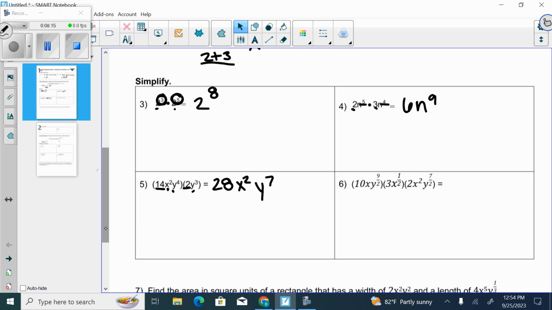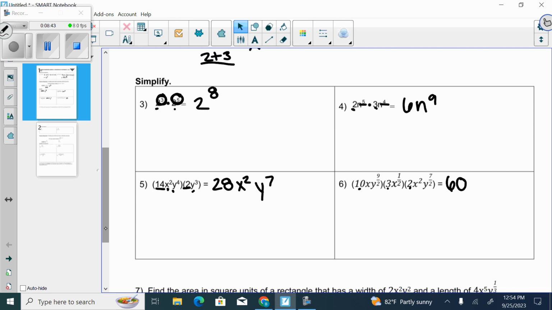All right, let's do another one. Number 6, does the 10 have an exponent? No. Does this 3 have an exponent? No. Does the 2 have an exponent? So what am I going to do with those numbers? Multiply. So what's 10 times 3? 30. 30 times 2 would be 60. 60xy. Okay. Now we go back and worry about our variables and their exponents.